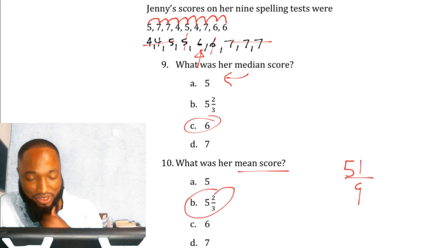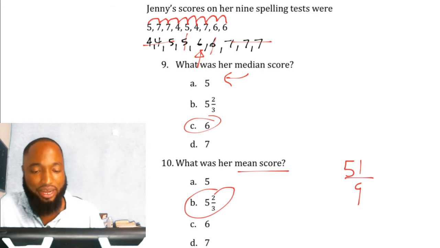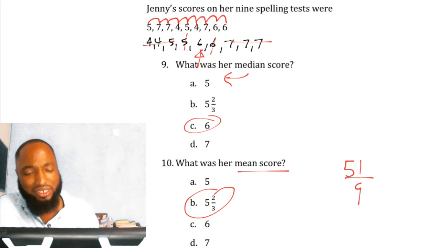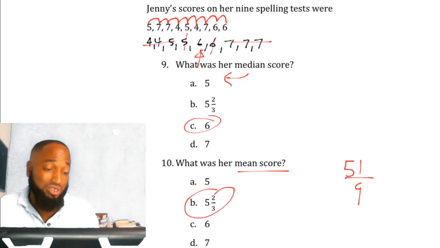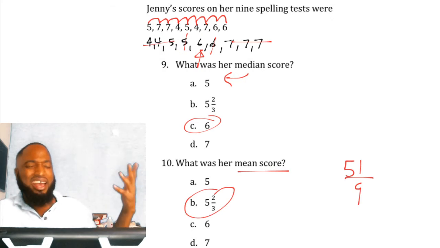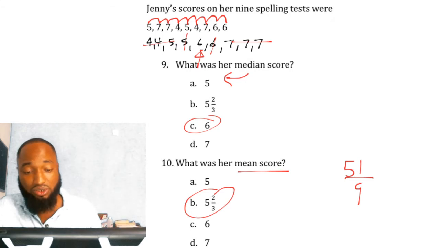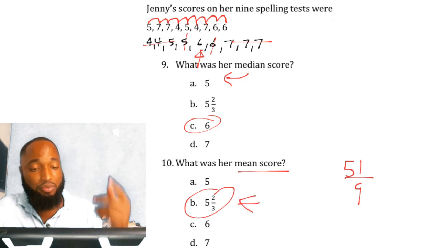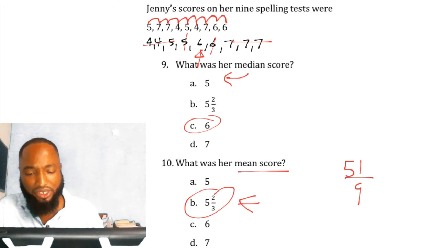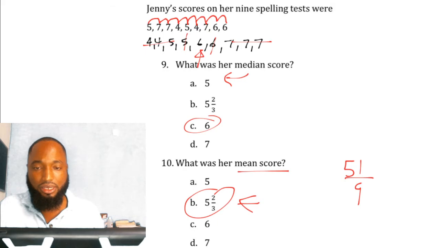What was her mean score? Right, so we add up and we divide by 9. And between 5 and 6, nobody had time to go and check and make sure it's 2/3. 45 to 51 is 6. 6 over 9 is 2/3. Right, so the answer is B. Add up all, divide. Double check. Come back and double check in case you make some kind of mistake.